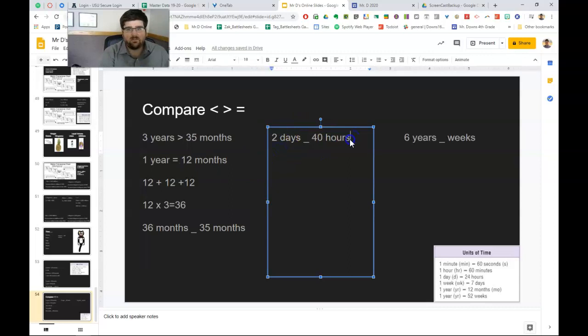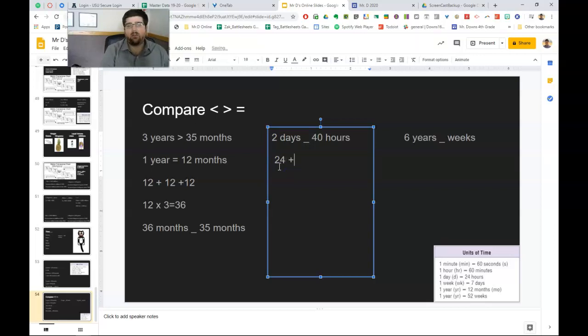This next one, days into hours. I know that 1 day has 24. Okay, so let me back up. Sorry, I get ahead of myself. I'm always going to convert the bigger unit into the smaller unit because then I can just multiply. So which one's bigger, days or hours? In this case, it's days. So 2 days into hours, I know that 1 day is 24 hours.